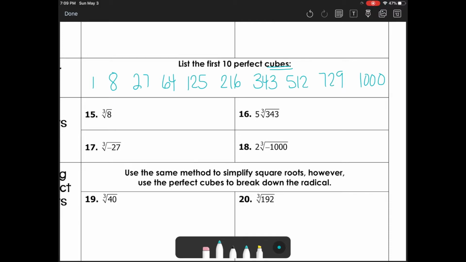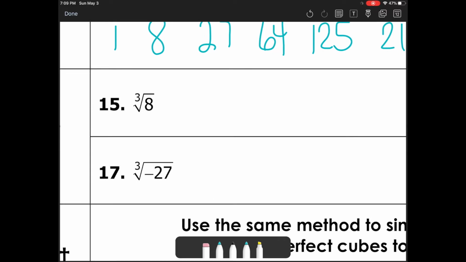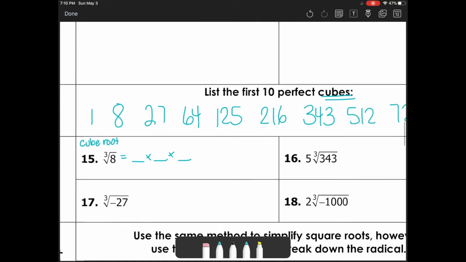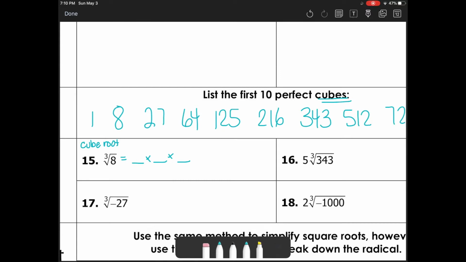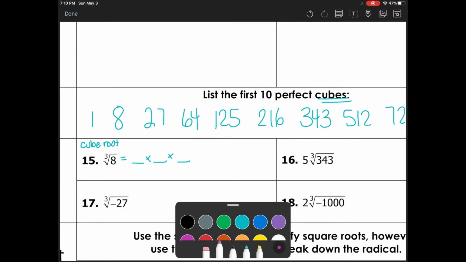When we're finding the cube root, and this is what we call this symbol, when the index is 3, this is called a cube root. And the cube root of 8, I want to know what number times itself 3 times is going to equal 8. Well, if I go back to my perfect cubes that I just wrote, let me change to pink.